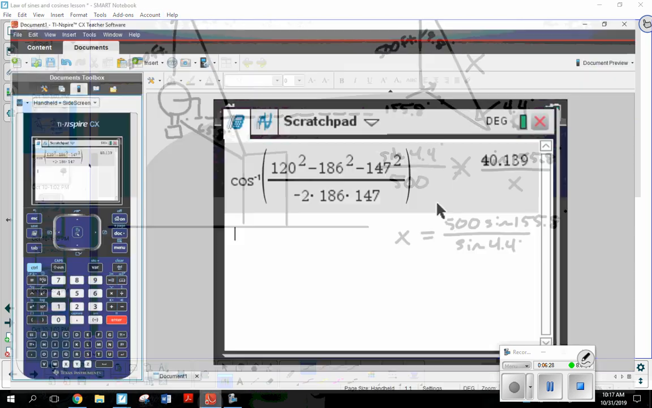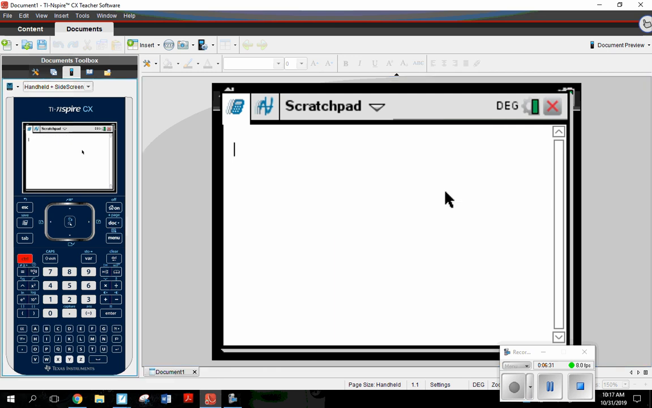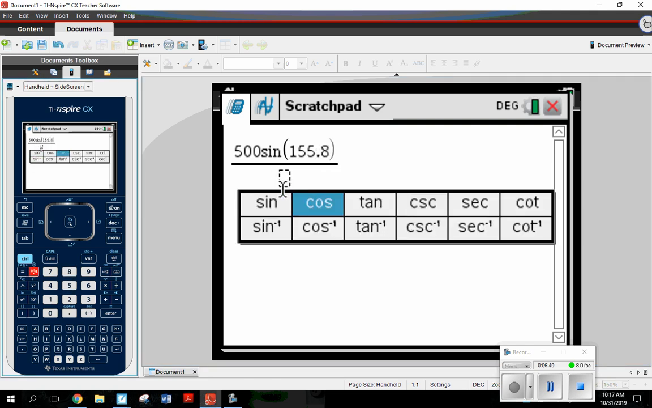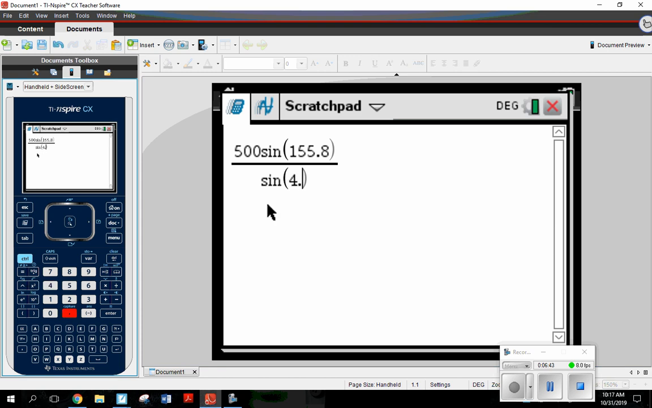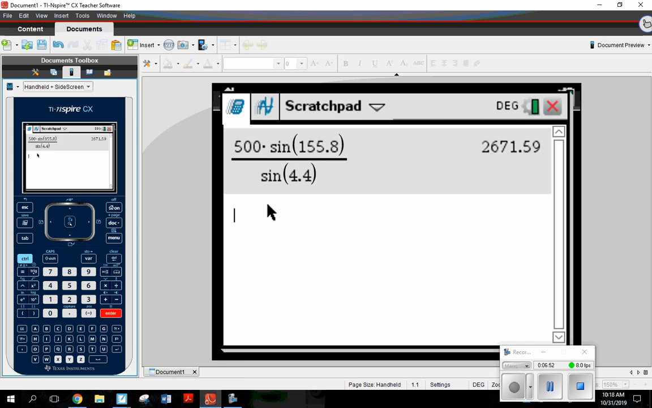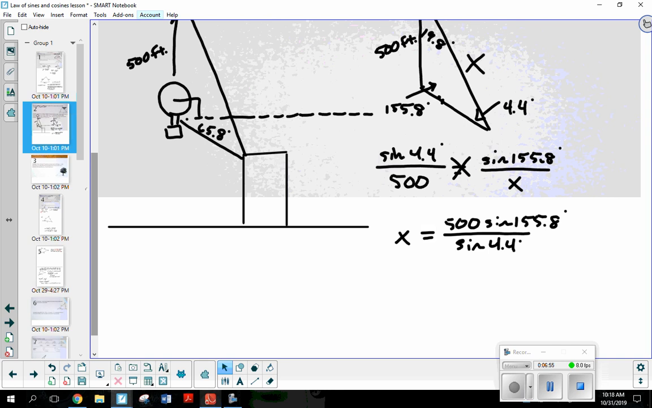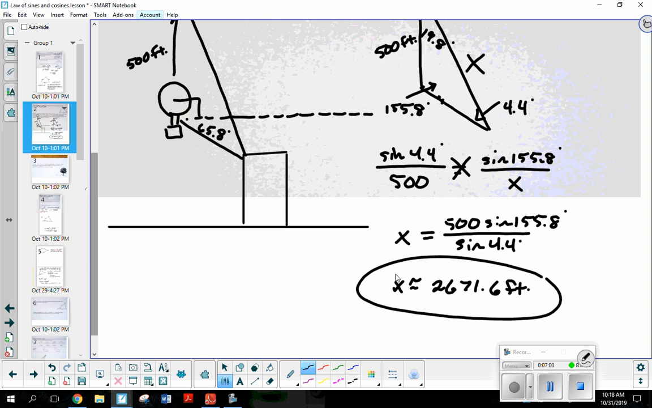So if I come on over here, let me get rid of that. Okay, control divide. 500 sine of 155.8, and then we were dividing that by the sine of 4.4. What distance should I be looking at if I push enter? 2671.6, and we're talking feet. There we go. Questions? Not too bad, right?